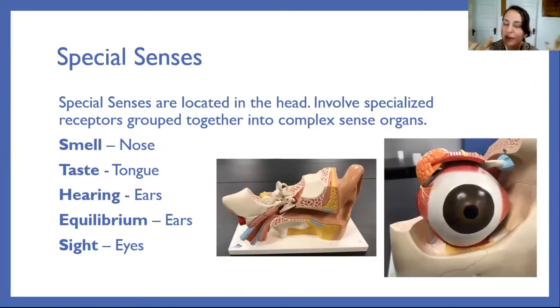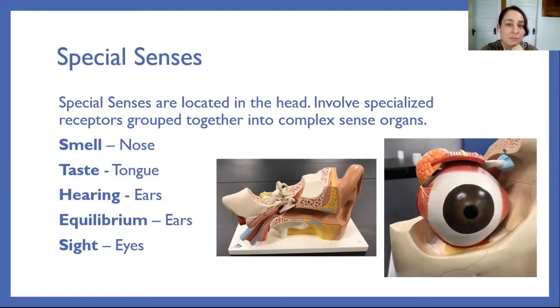And what we've been talking about so far has been those general senses, our touch, our pressure, our pain. And now we're going to go and look at the special senses. These are all going to be located in your head. These are specialized organs that are very complex.